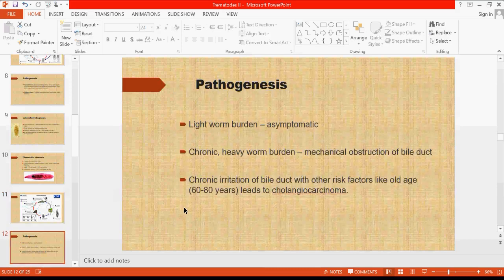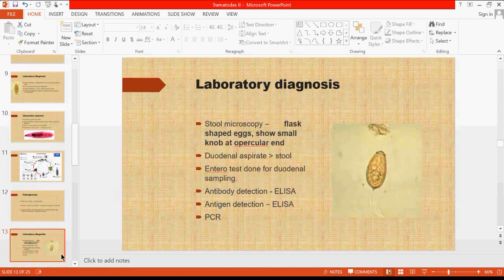Pathogenesis depends on the burden of this parasite. If the worm burden is light, with very few worms, then it will be asymptomatic. With a chronic or heavy burden, when the number of adults increases, there will be mechanical obstruction of the bile duct. And this is the most common cause of cholangiocarcinoma, that means bile duct carcinoma is common with this type of infection. So Clonorchis sinensis is one of the causes of bile duct carcinoma. But along with the infection, other risk factors like old age will also contribute to inducing cholangiocarcinoma. So this is about the pathogenesis of Clonorchis sinensis.